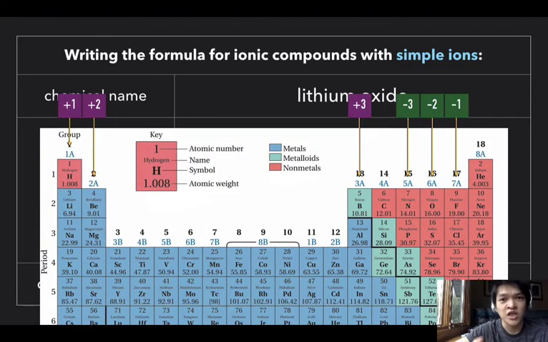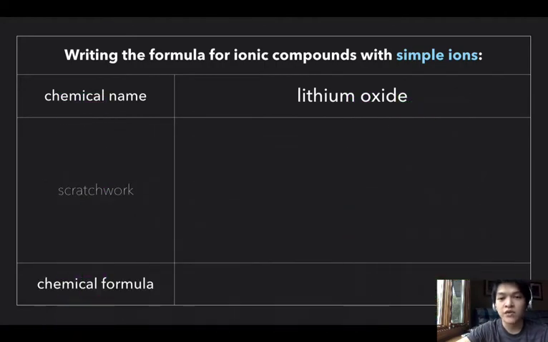So let's take a look at the periodic table. Lithium is right here in the first column. Oxide is right here in the 6A column. So we should know their charges. Lithium is +1, oxide is -2. Remember that, because we're going to write it down as scratch work. Lithium is +1, oxide is -2. So do these charges cancel out? Well, we have a +1, we have a -2. No, we're going to need more positive here. We're going to need another lithium ion, don't we?